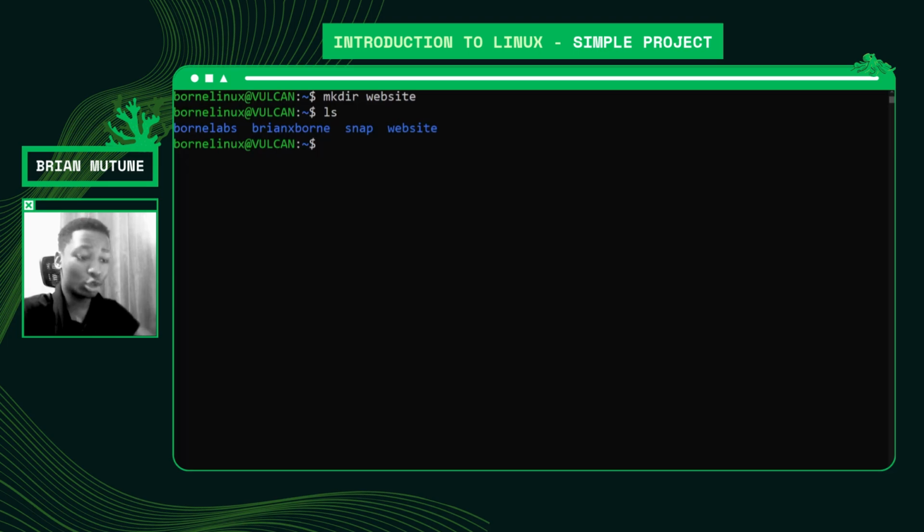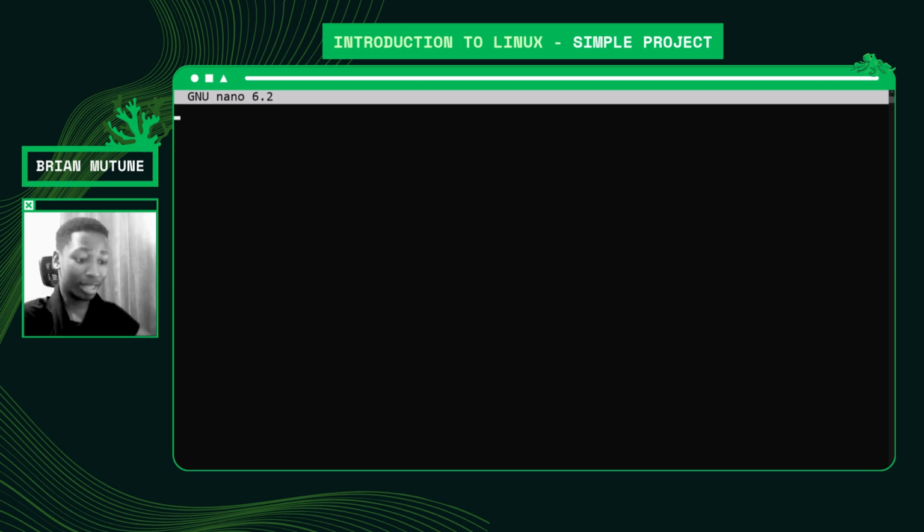Now we navigate into the folder itself, and the command for that is cd website. Inside the website, when you list, you can see the directory is empty. We need to create the index.html file. You can do it in two ways. You can either use the touch command, touch index.html, or simply you can use nano index.html, and that opens the nano text editor.